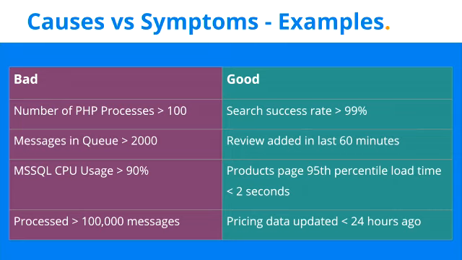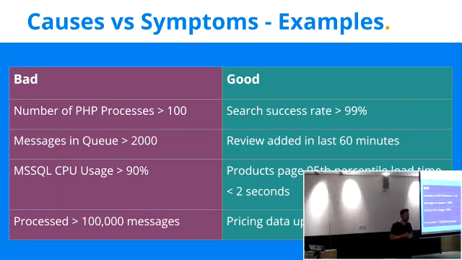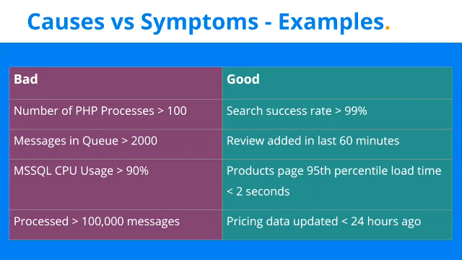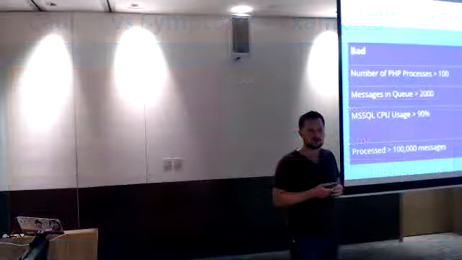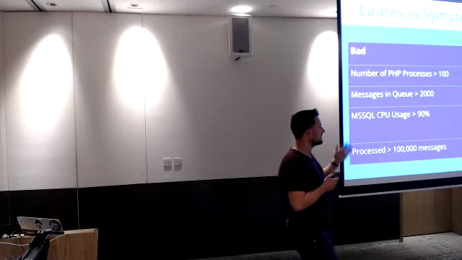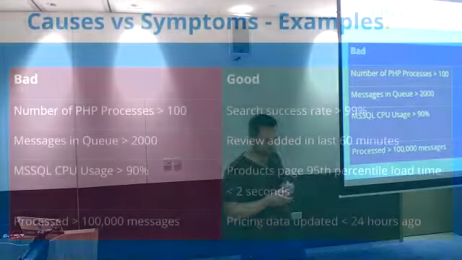Another one here. So MS SQL CPU usage is over 90%. Well, what if we have 100 SQL databases doing load balancing? Do you really care that one of those is at 100% or 90% at 3 a.m. in the morning? Not really. It doesn't matter that much. Whereas what matters is that the product page is loading quicker than 2 seconds for 95% of your customers. So that's changing alerting on a cause to alerting on a symptom.